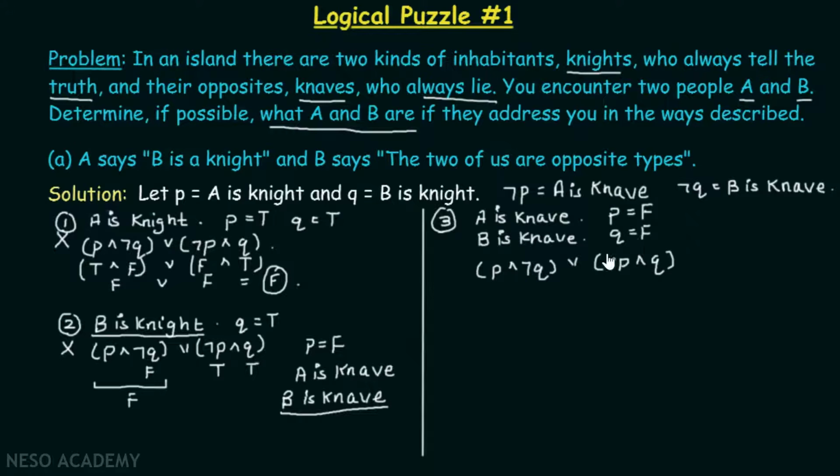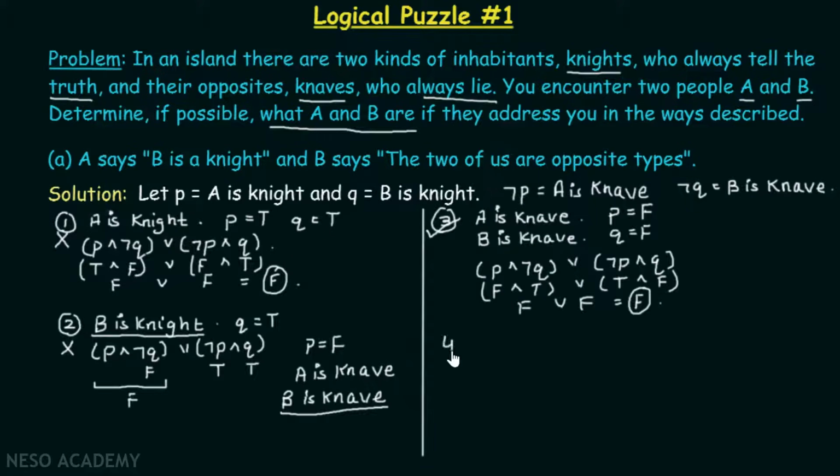As P is false and Q is also false, let's plug in the values. P is false and not Q means true. Not P means true and Q is false. False and true is false, or true and false is false. Therefore, this compound proposition is false, right? This simply means that whatever B says is false, and that is what our assumption is. B is knave. Therefore, we can conclude that A is knave and B is also a knave, right?